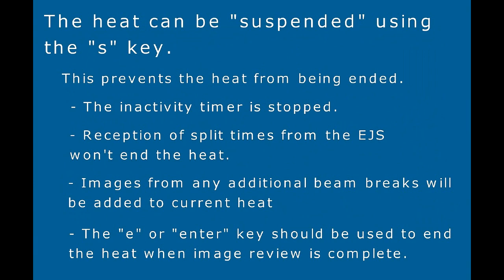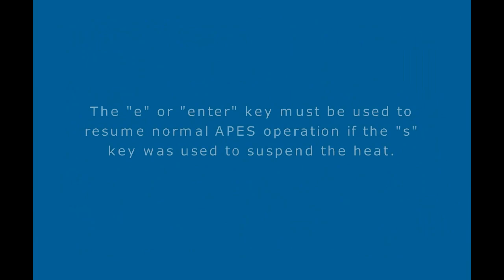The heat can be suspended by using the S key. This prevents the heat from being ended. The suspension must be done before events occur that would normally end the heat. The APES inactivity timer will be stopped and a flag will be set so that neither reception of split time data nor the judge's EGS remote will end the heat.